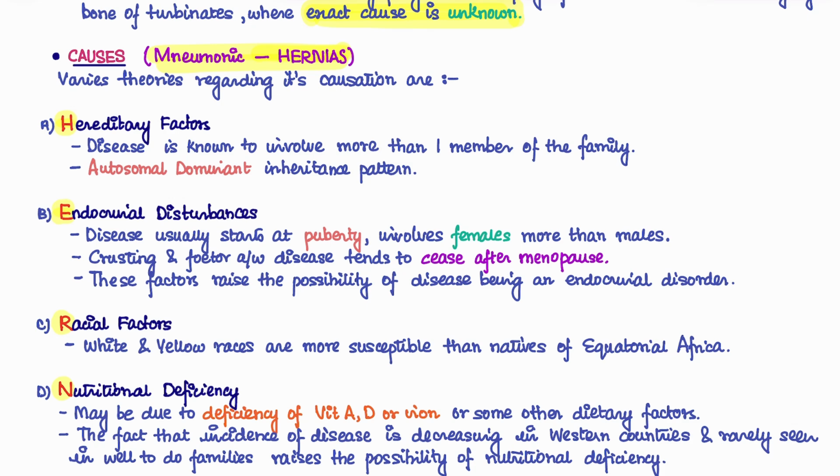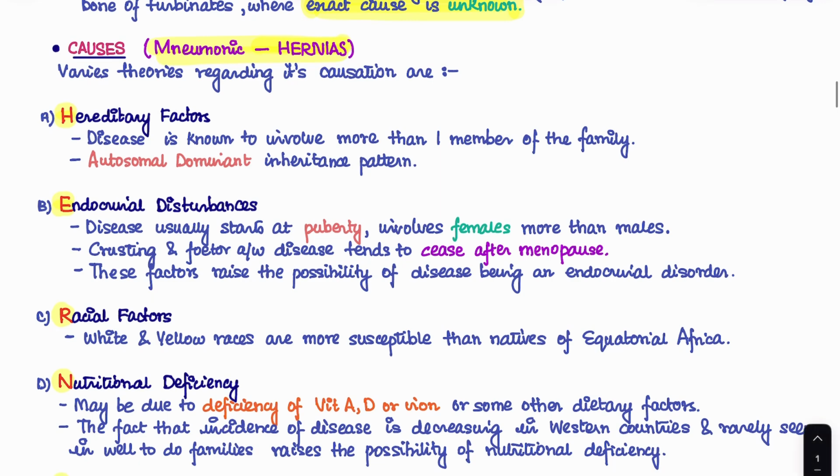So let's talk about first, hereditary factors. This disease has been seen to involve more than one member of the same family in an autosomal dominant inheritance pattern. Second, coming to endocrinal disturbances. Now, this disease starts sometime around puberty and it involves females more than males, as I've already said. And all the crusting and the foul smell associated with the disease usually tends to cease after menopause. Because of all these factors, it has been hypothesized that the disease could be a result of an endocrinal disorder.